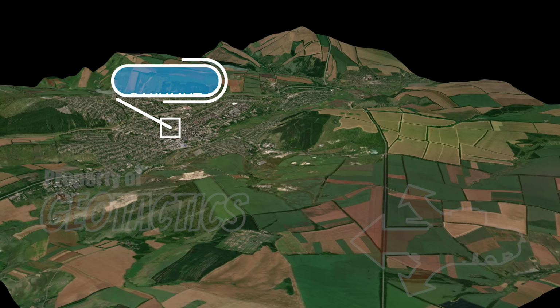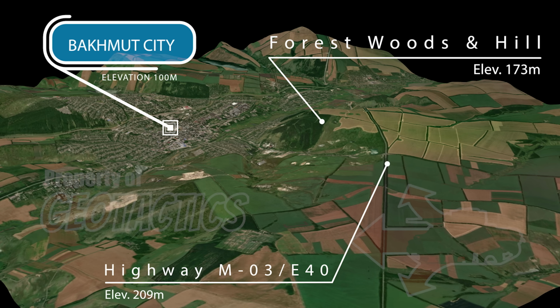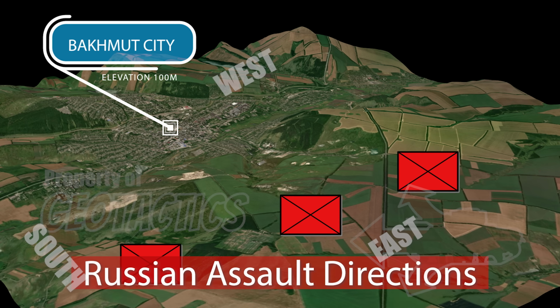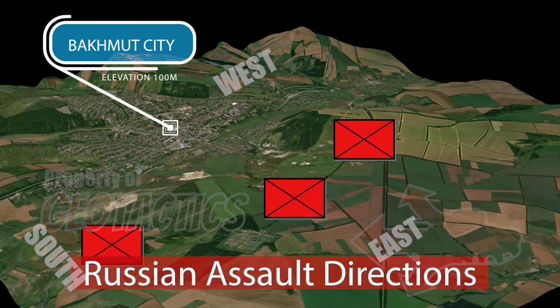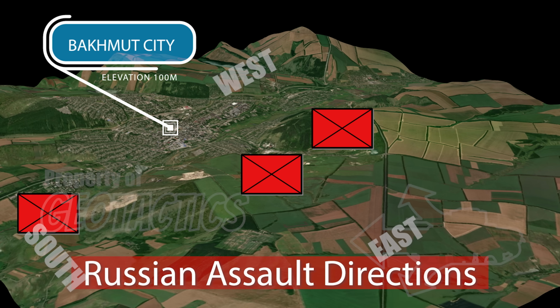With this 3D map animation, we can get a better sense of the Bakhmut area of operations. Essentially, the city is located in a valley, surrounded in the west, south, and east by higher terrain elevation. It is from these hills that the Wagner Group and the Russian army units have continued their bombing and assaults on the city's eastern and southern areas.